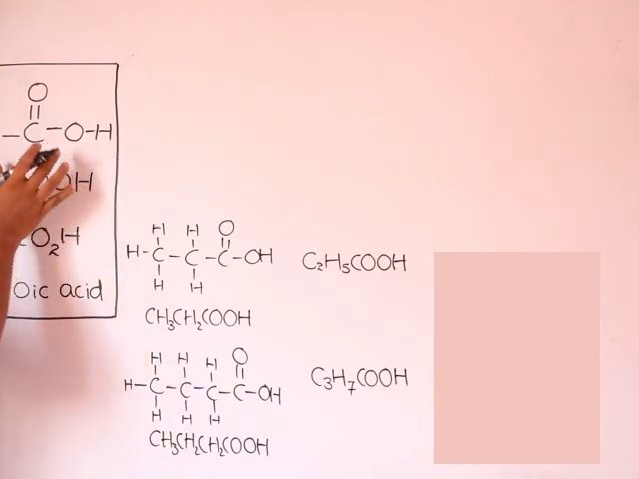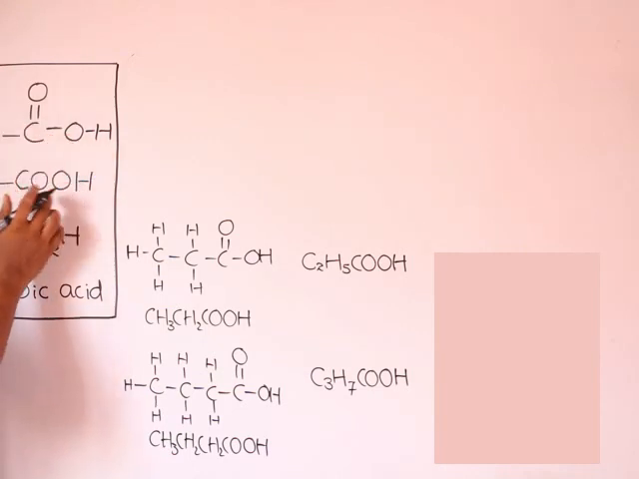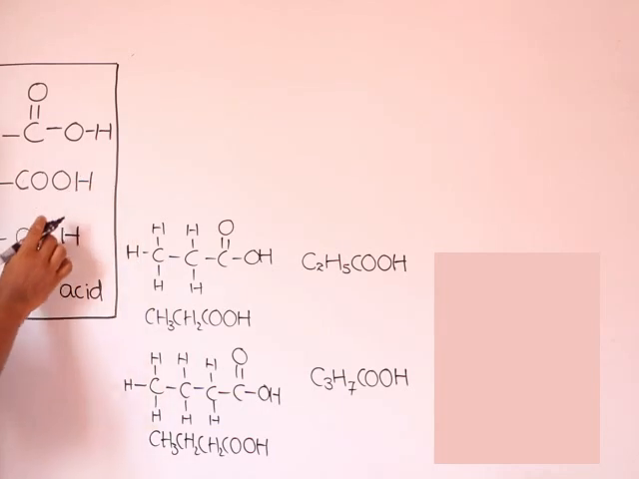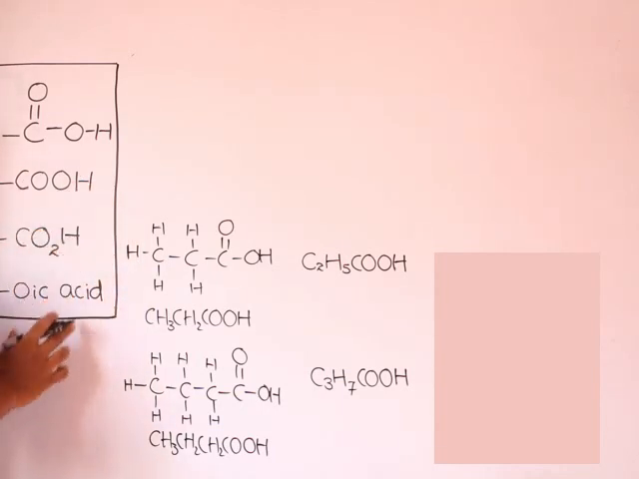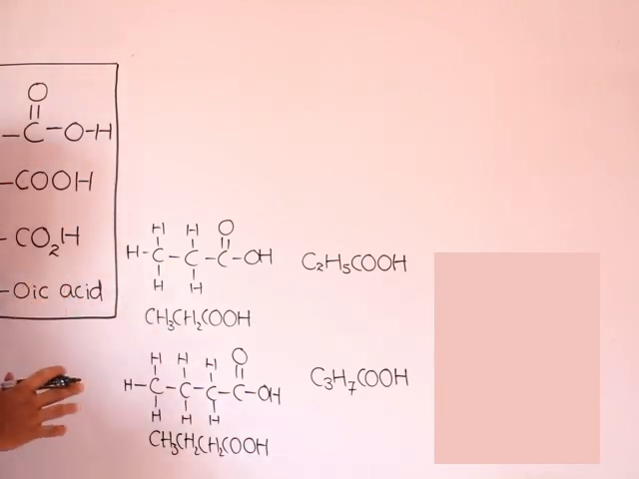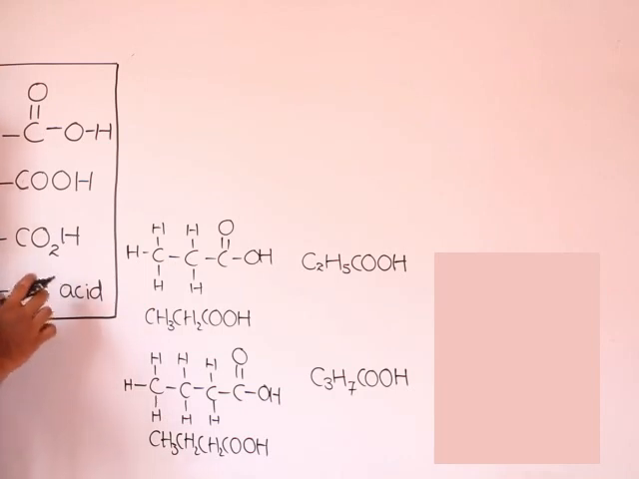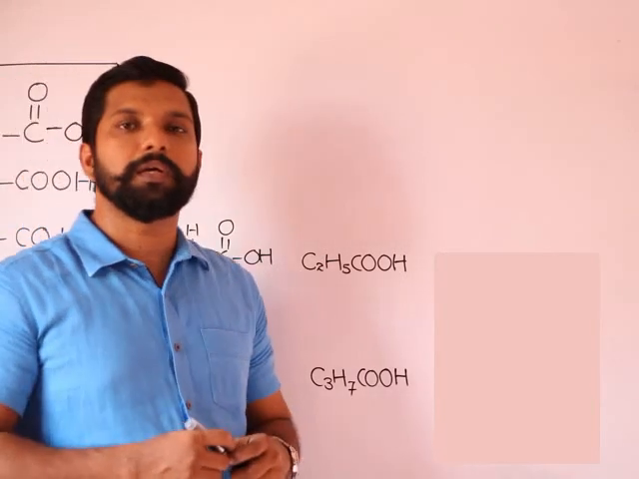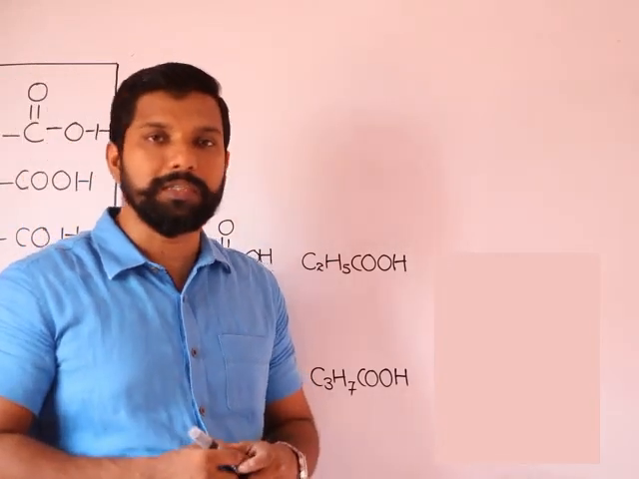You can condense the formula like this, COOH. Further condensed, you can write this as CO2H. The name of a carboxylic acid ends with the oic acid suffix. Let me draw the first two members of the carboxylic acids homologous series.